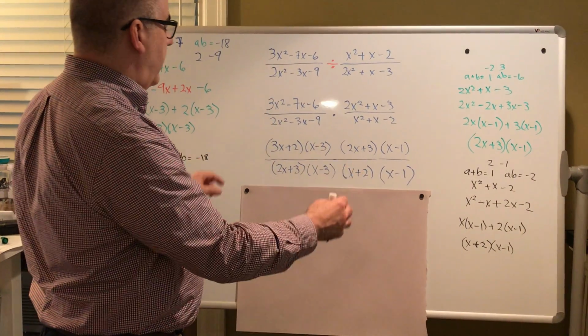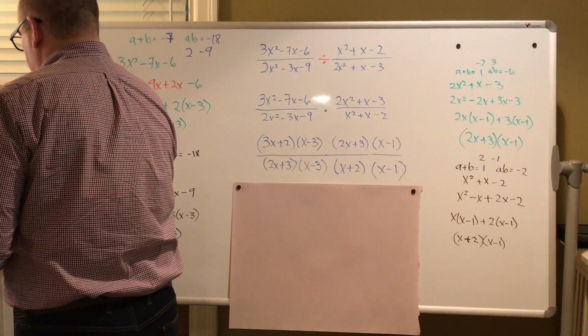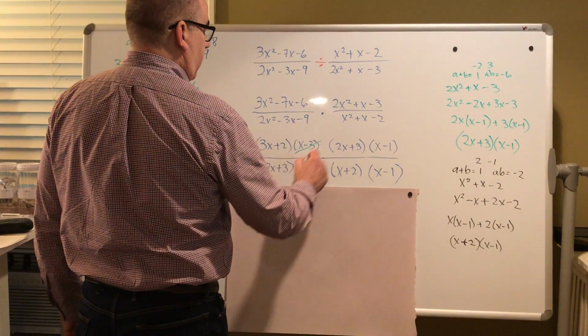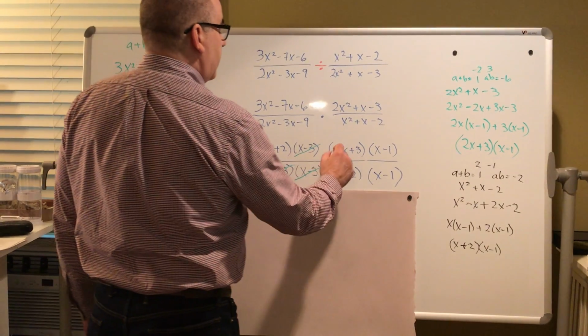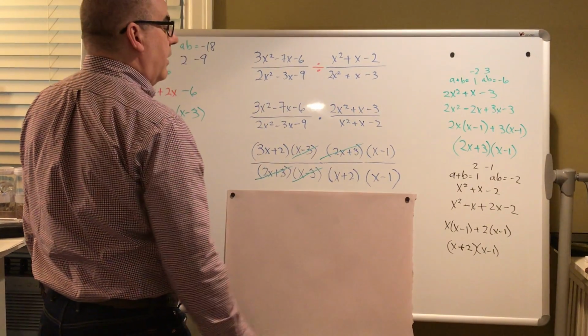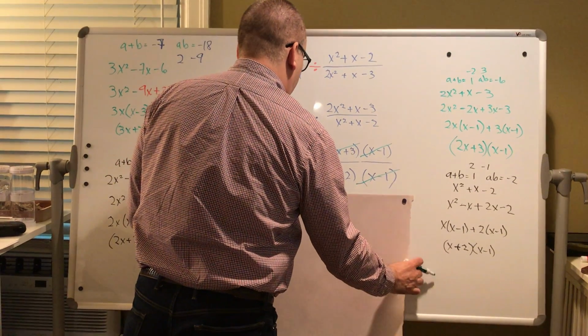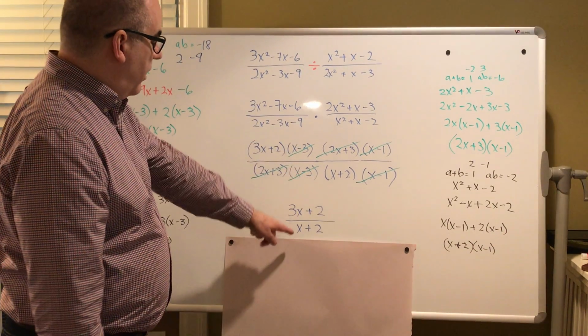So I've got everything in place, and now all I need to do is do the fun part, and that is cancel. There's that factor that's the same. I have this factor that's the same. And I have this factor that's the same. And I'm left with 3x plus 2 over x plus 2.